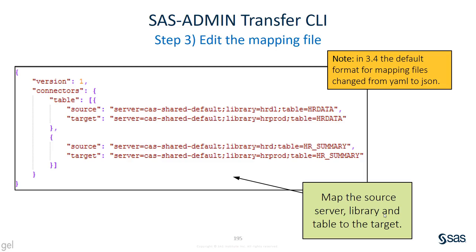So with the mapping file I generated in the previous step, I can change things to map my source to my target. So in this case, the source and the target are the same, but say this file was on a different CAS server, because now we can have multiple CAS servers. You would say in the target environment, you would change the CAS server here, say it's CAS shared default 2 or something like that, or it could be in a different library or a different table. This is where you would make the connections between the source and the target in the mapping file before you do the import.